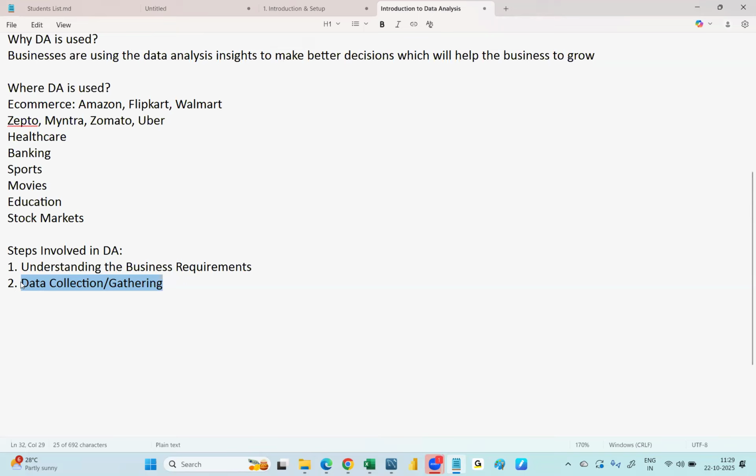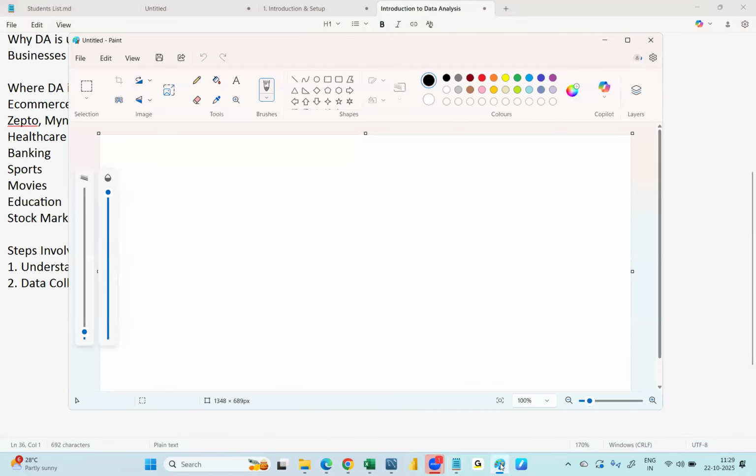If you are working for some bank, they will already have the data. What type of data in a bank would you expect? Simple, let me explain. Suppose you are working in some bank. When you're working in a bank, what type of data will the bank generally store?